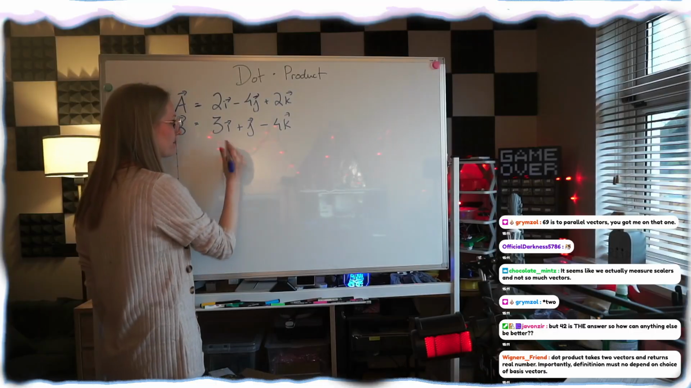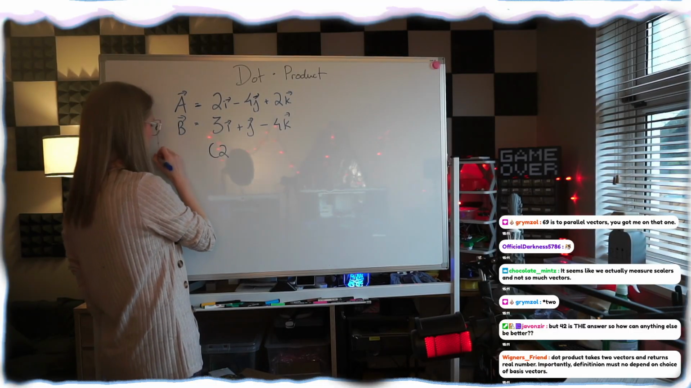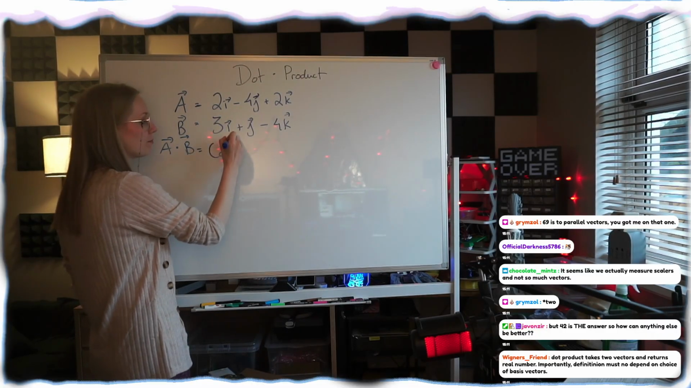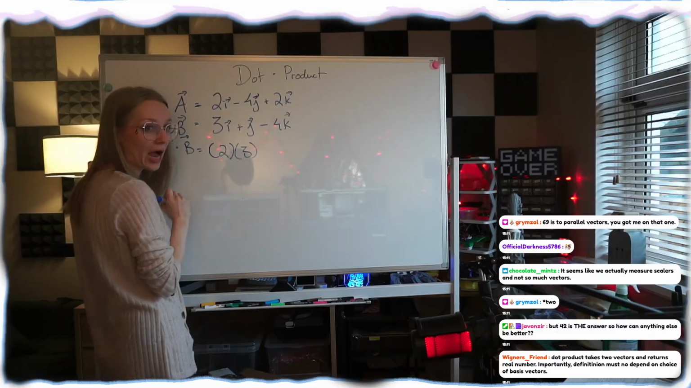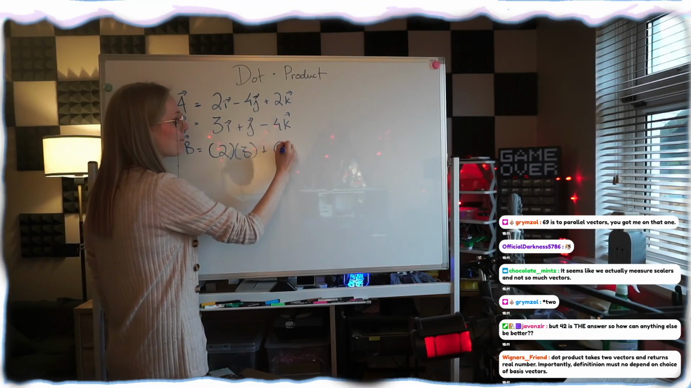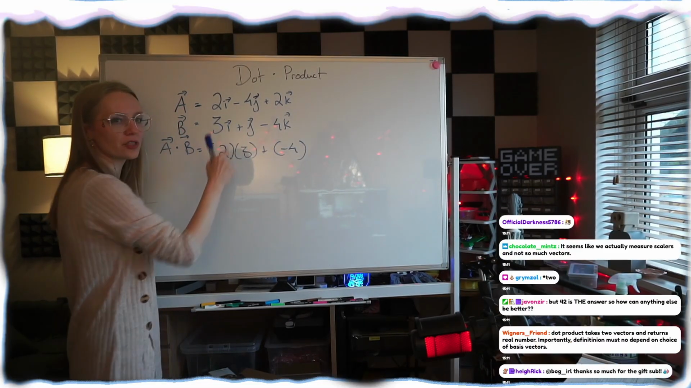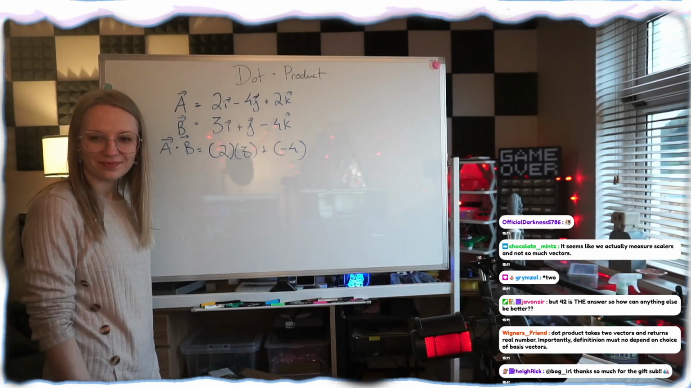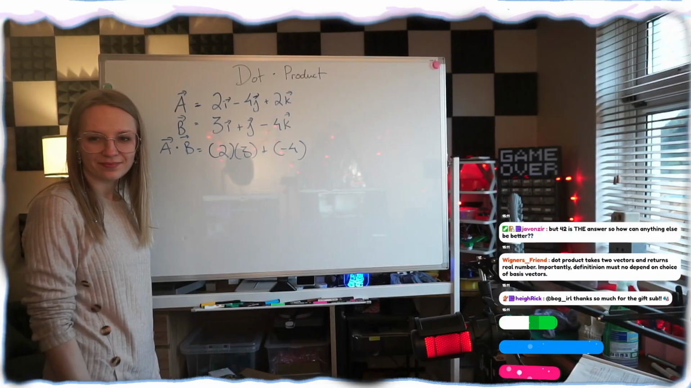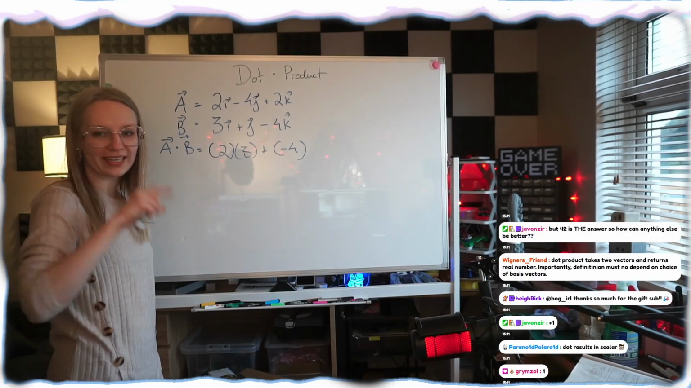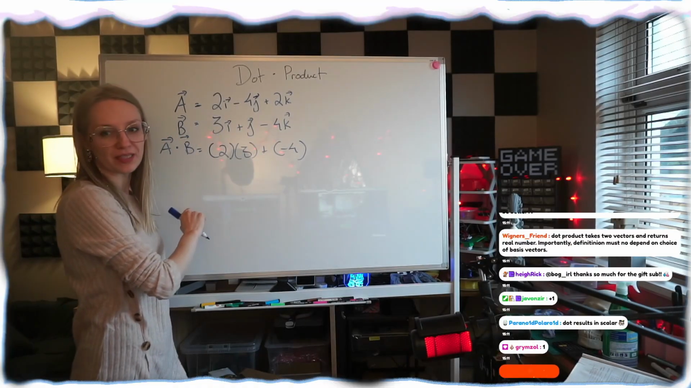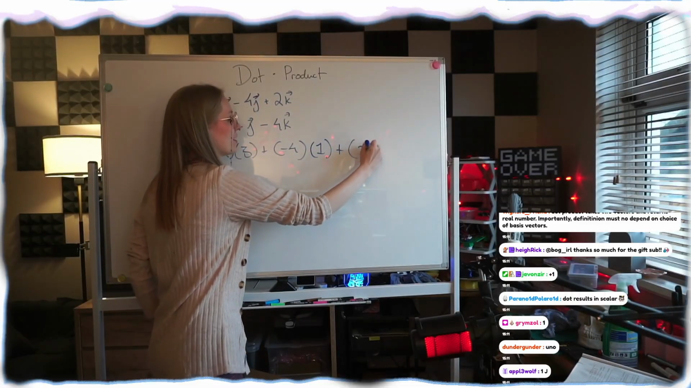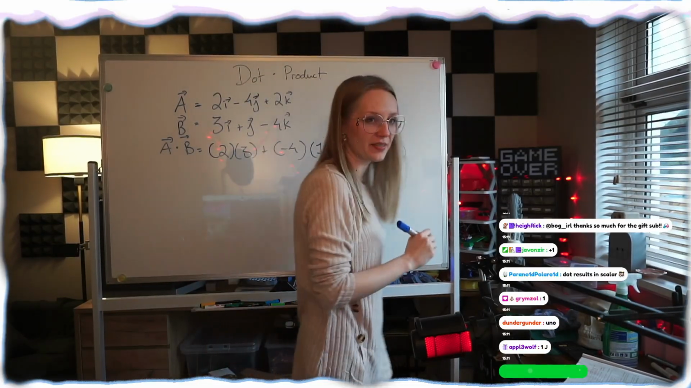So let's have a quick look here. Let's say A dot B. 2 multiplied by 3, that's the I component. Plus minus 4, what's the number in front of the J? J doesn't have a number, chat. It's 1, exactly. There's no number in front of it, which means it's a 1. Plus 2 times minus 4. Don't forget those minuses. Those minuses are important.